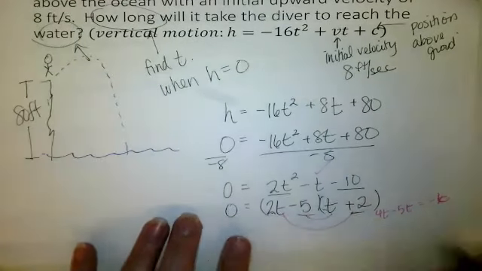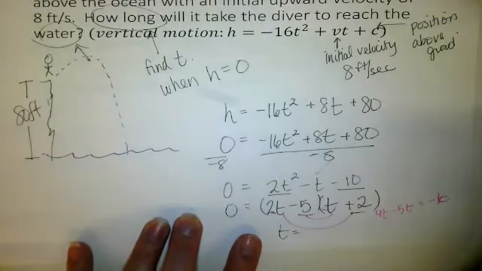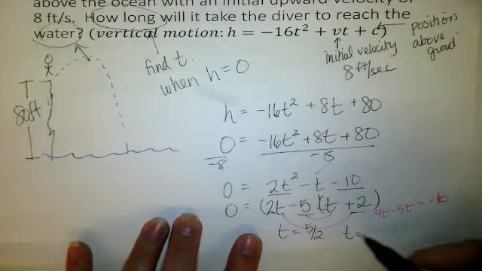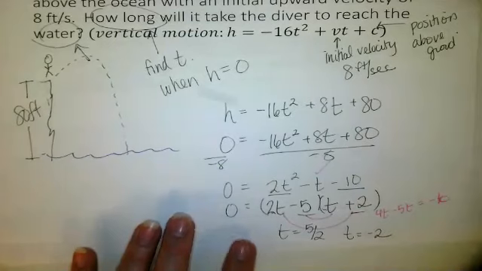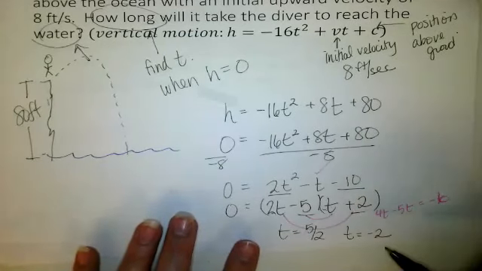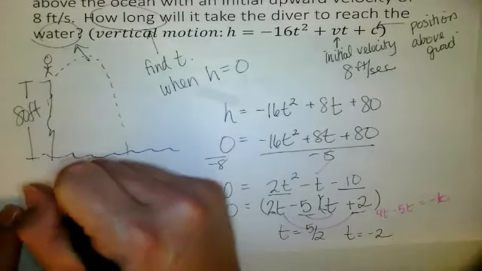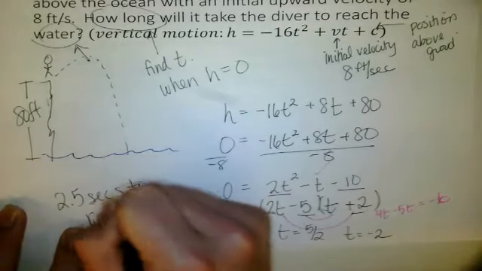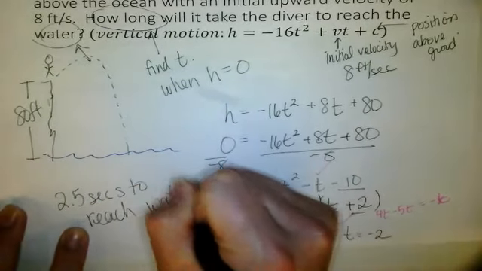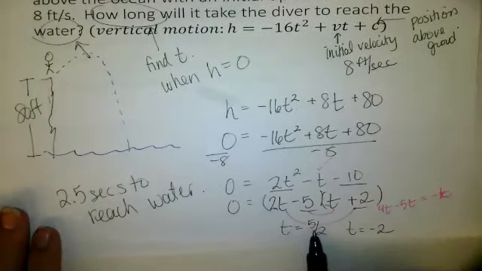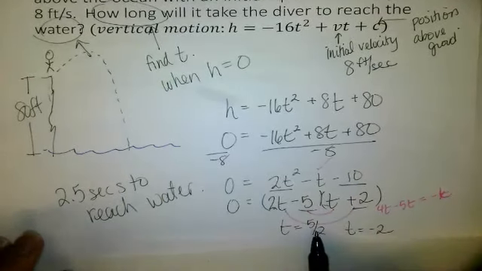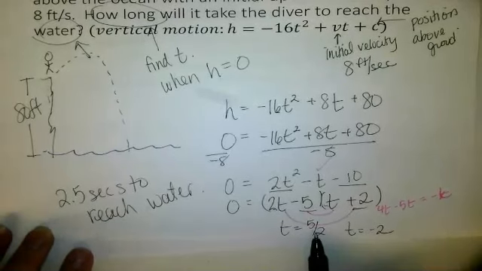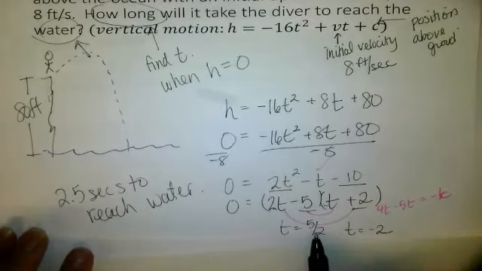And so we get t equals 5 over 2, or t equals negative 2. T for time. 5 halves is 2.5. So it takes 2.5 seconds to reach the water. Pretty fast. That's about right.